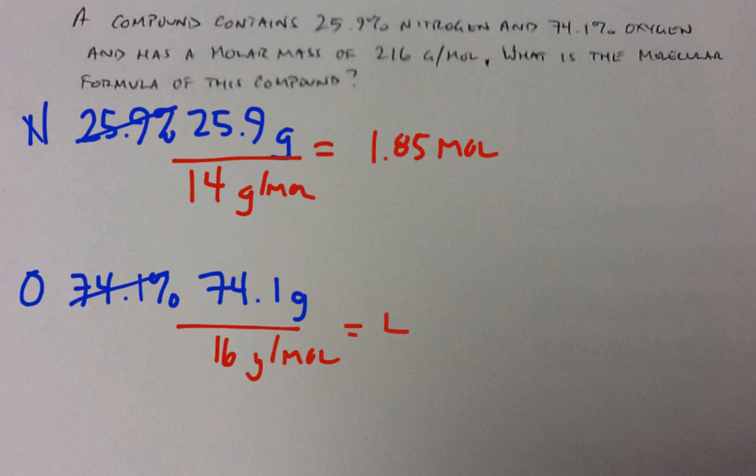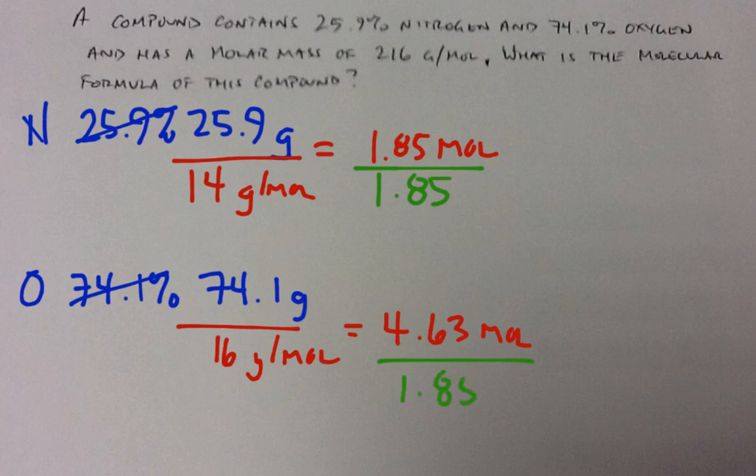and 4.63 moles of oxygen. The next step in the process requires that you determine the lowest whole number ratio. This is accomplished by dividing both of your values, or all if there's more than two, by the lowest number. 1.85 is much smaller than 4.63. When we do this, on the top we get an easy value of 1. On the bottom, however, we get a value of 2.5.